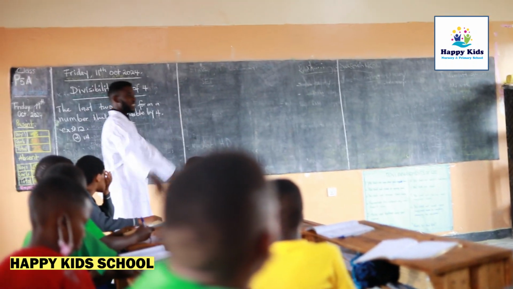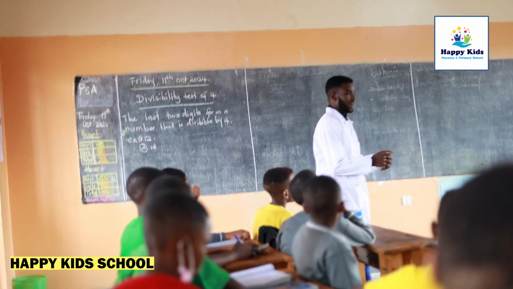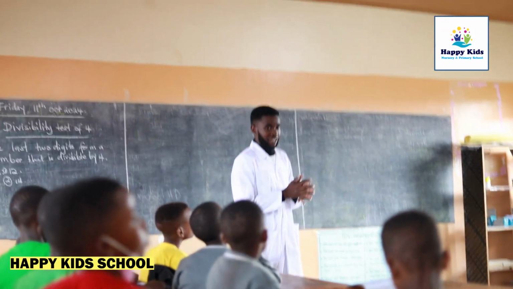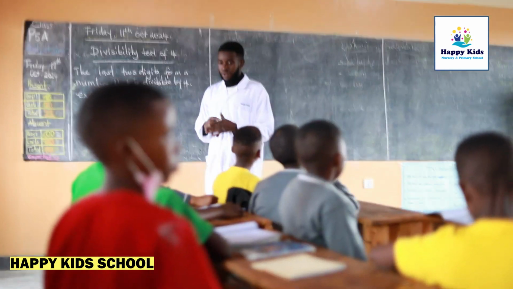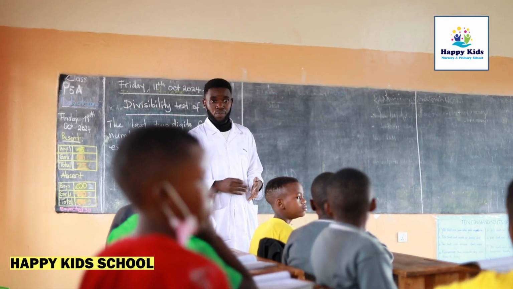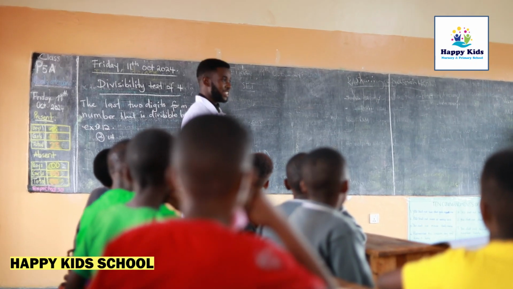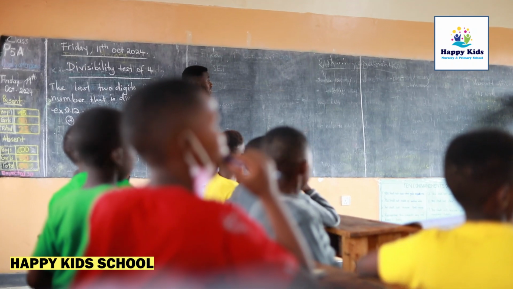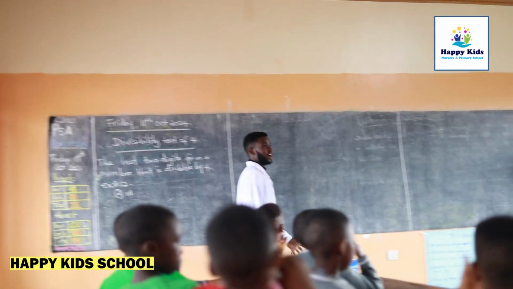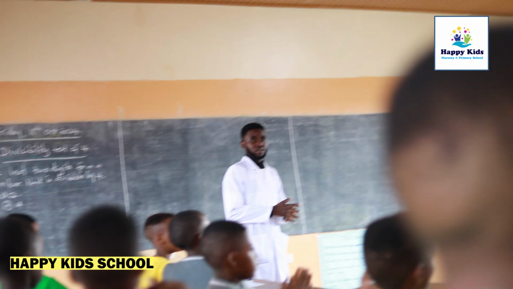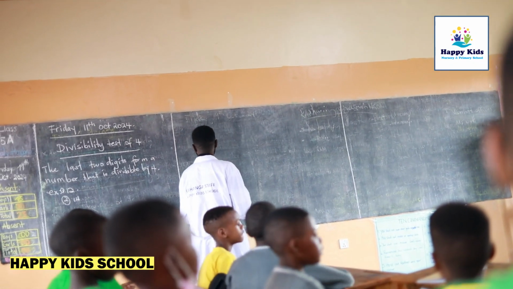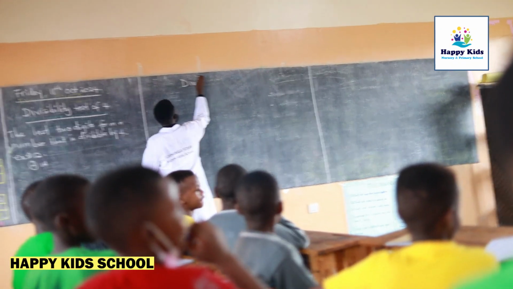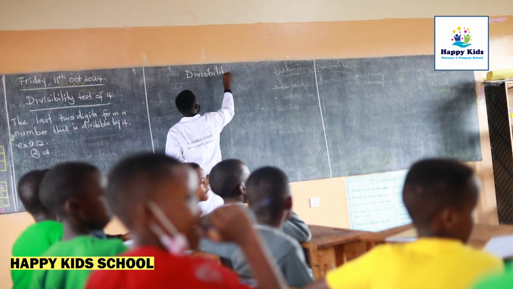Then, what do you think that you can check next? Which comes in your head? After divisibility test of 4, what is the next divisibility test? Yes, Tresor. Divisibility test of 5. Let us clap for him. 1, 2, 3.